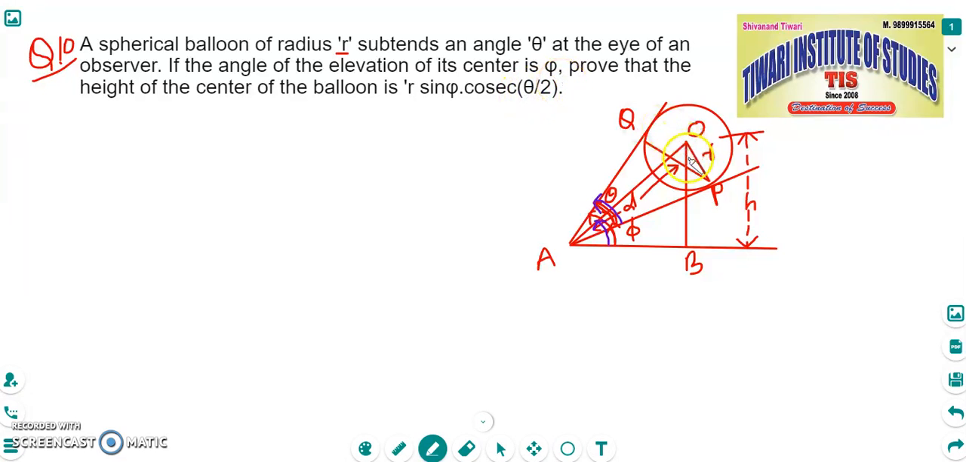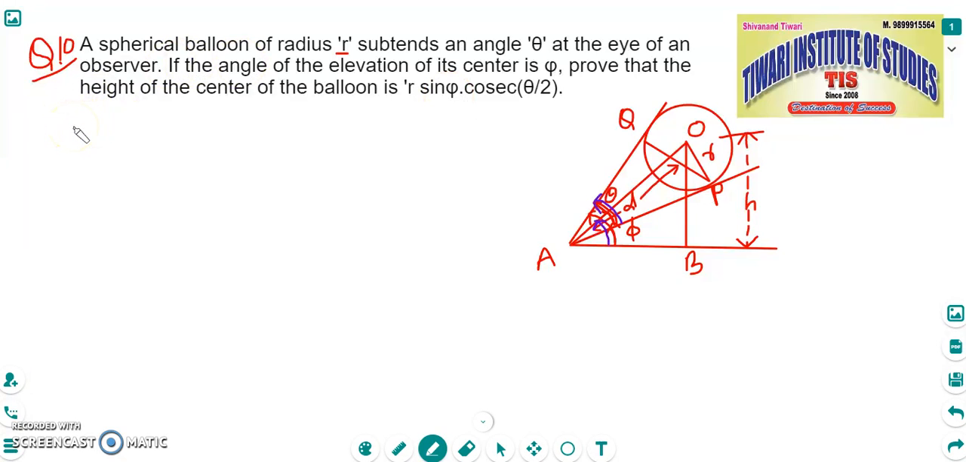You need to prove that this OB, or you can say the height of the center of the balloon from the ground level, or from the observer level, is r sine phi times cosec theta by 2. This is what you need to prove. So this is all about the question. Now I'm moving to the solution part.